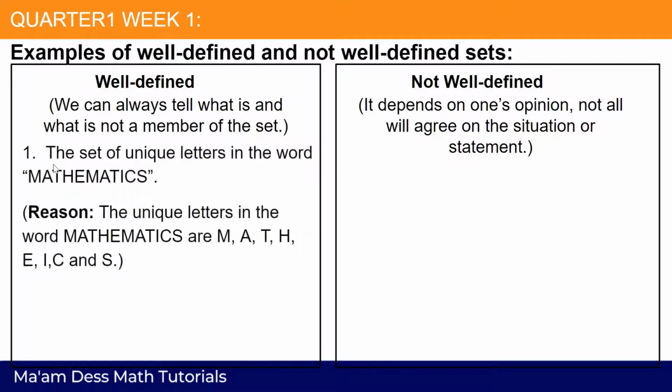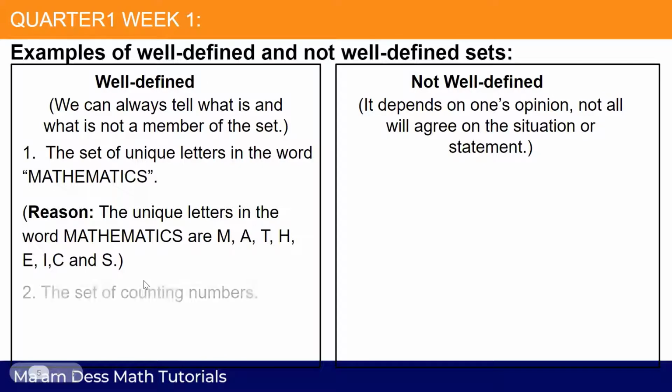Okay, for example, number 1, well-defined. The set of unique letters in the word mathematics. Okay? So we have the reason. The unique letters in the word mathematics are M, A, T, H, E, I, C, and S. Okay? So as you can see, there's no repetition.